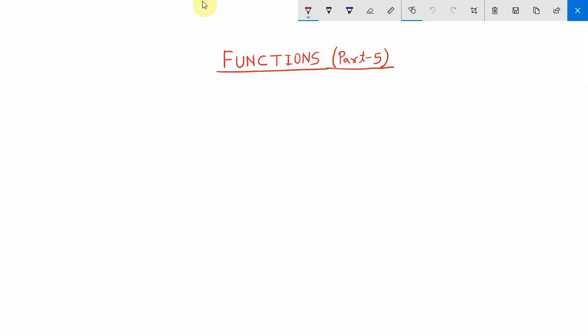Today, our topic of discussion is mainly operation of real functions. So, under operation of real functions, we will discuss addition, product, difference, quotient, and multiplication of a function by a scalar. Okay, friends. So, we will start with operations on real functions.